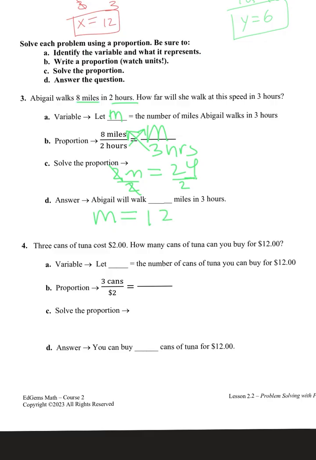So the answer is Abigail will walk how many miles in 3 hours? That's 12. When I was in the Marine Corps, we had to walk at a 4 mile an hour pace, and that's what this is actually. So that's a pretty good pace.